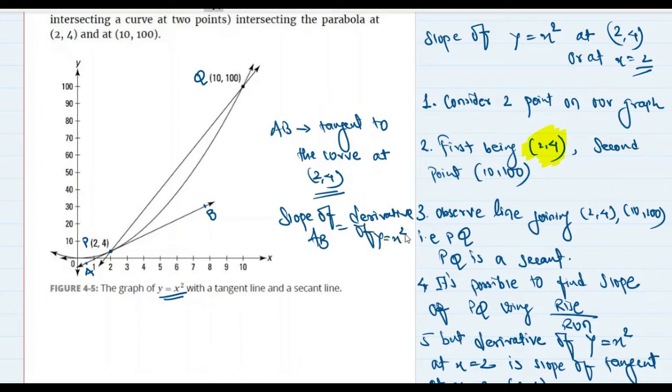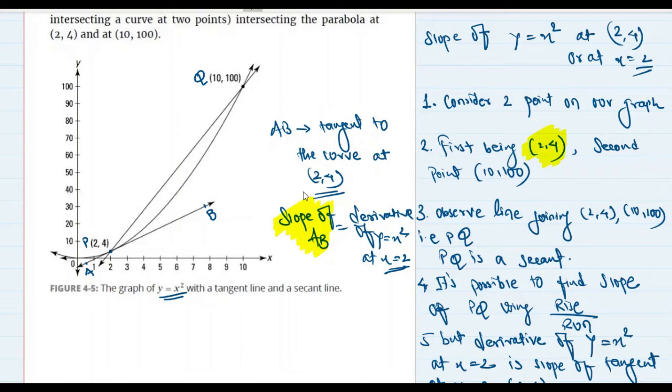And the slope of this tangent AB is equal to the derivative of y equal to x square at x equal to 2, and we are interested in finding the slope of AB at x equal to 2. We are not interested in finding the slope of PQ. As you can see, the slope of PQ is not equal to the slope of AB. Is the steepness or slope of PQ and AB the same? Can you answer that to yourself? Absolutely not the same. The steepness of PQ is more than the steepness of AB. The slope of PQ is more than the slope of AB.